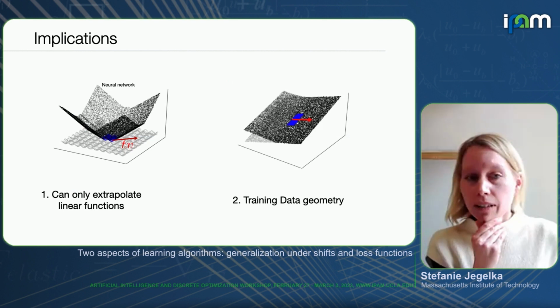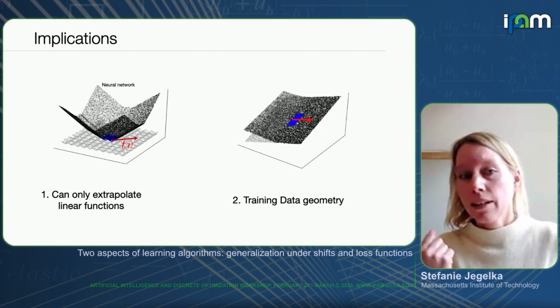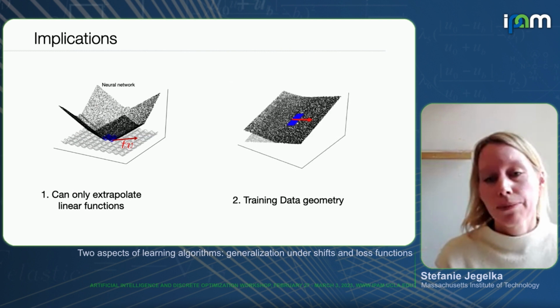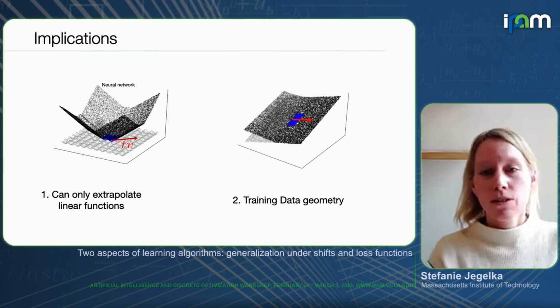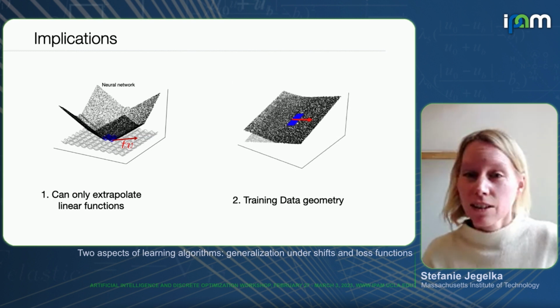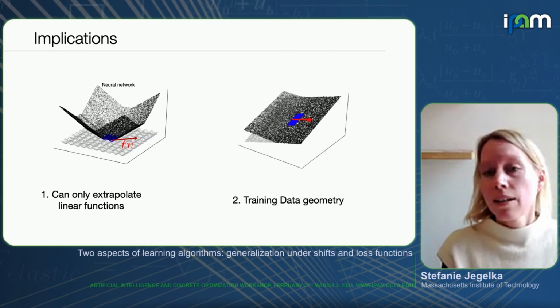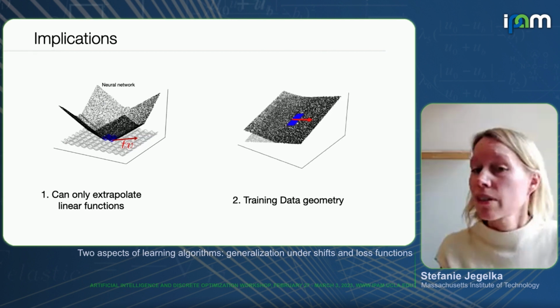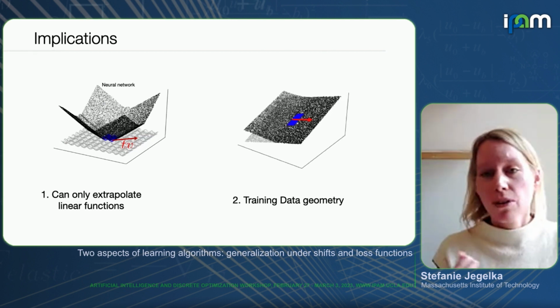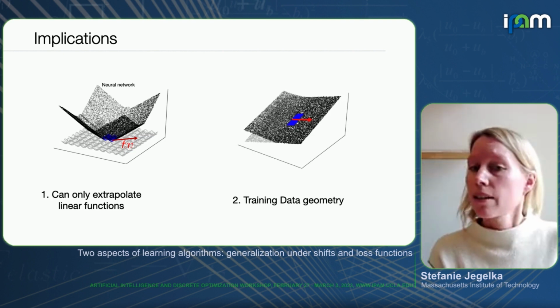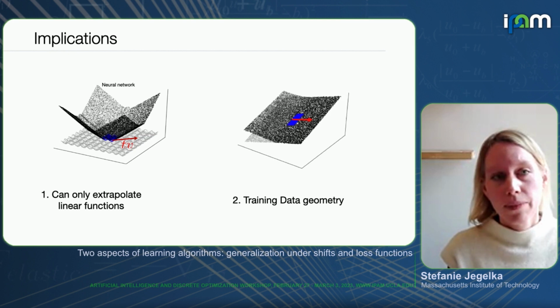So first, what it means is as you go away from your data, these nonlinear functions that I'm learning look more like linear functions. And second, there are also some implications on the training data geometry, meaning what kinds of graph structures I'm actually training on has an impact on what kinds of functions I can learn. Because I have a lot more degrees of freedom, this is a ReLU neural network, I need enough support in all directions.